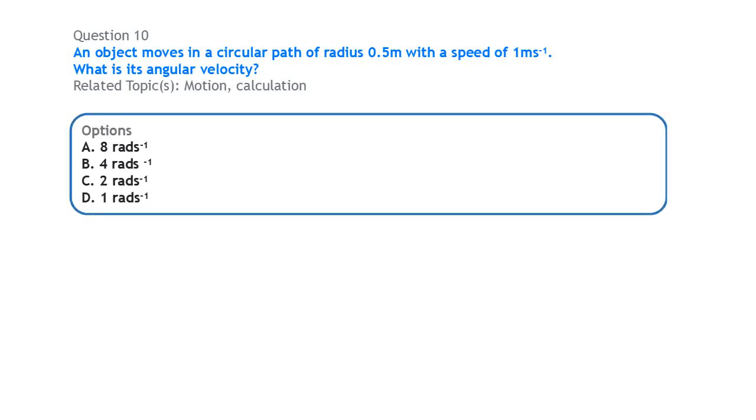Next, an object moves in a circular path of radius 0.5 meter with a speed of 1 meter per second. What is its angular velocity?